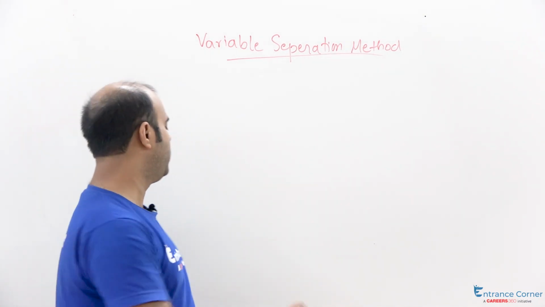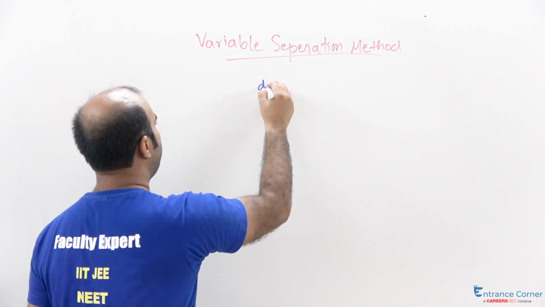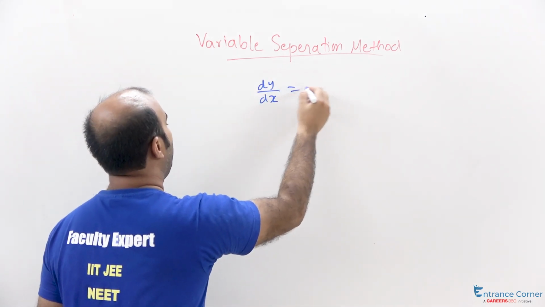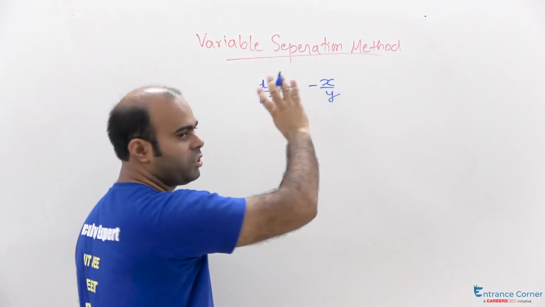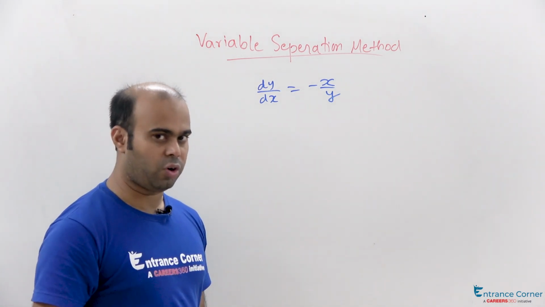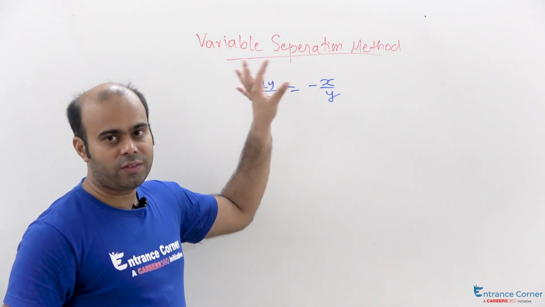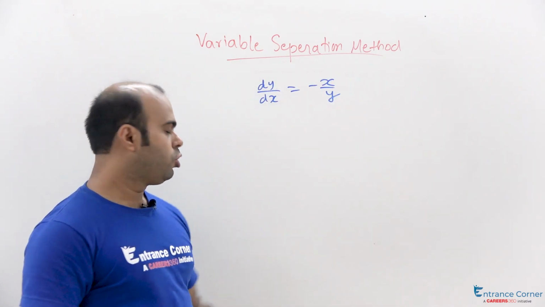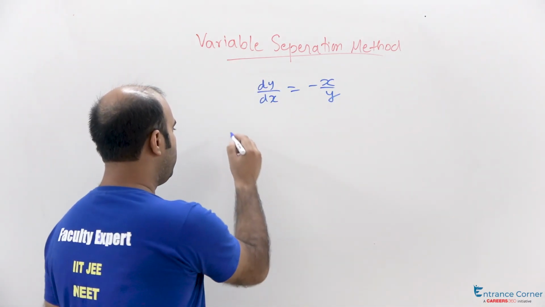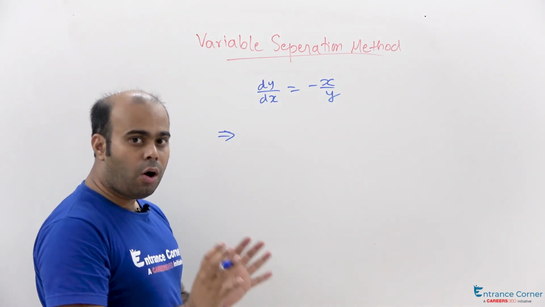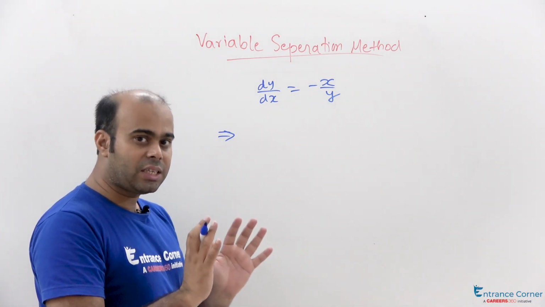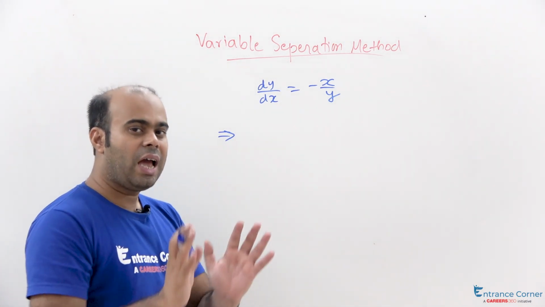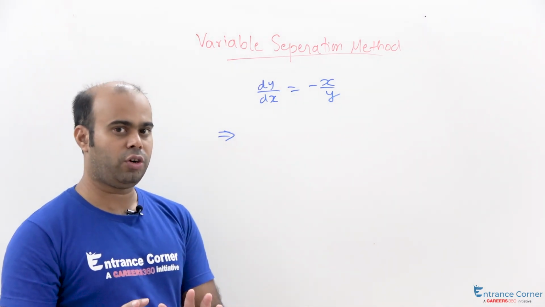What I want to say is that let us suppose dy by dx is equal to minus x by y is a differential equation of first order. And if we want to solve this differential equation, can we apply the variable separation method? In the variable separation method, we want to bring all the functions of x as a coefficient of dx and all the functions of y as a coefficient of dy.